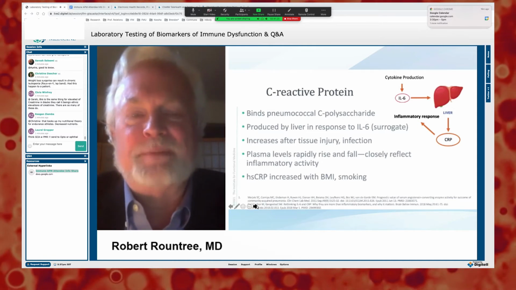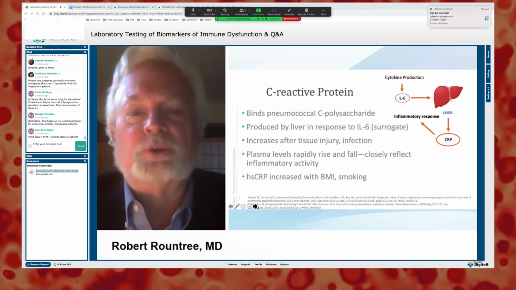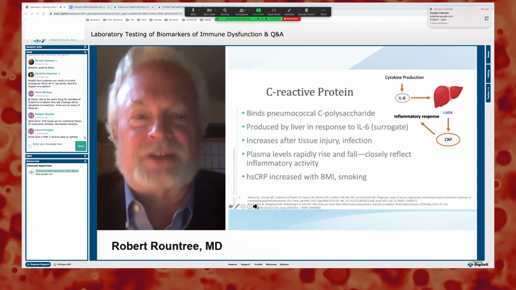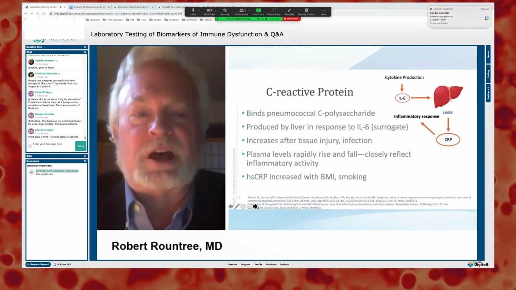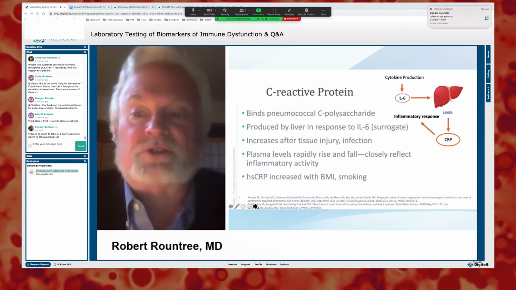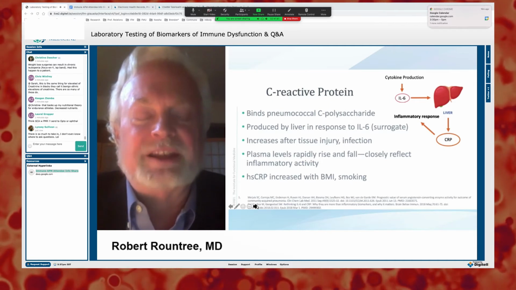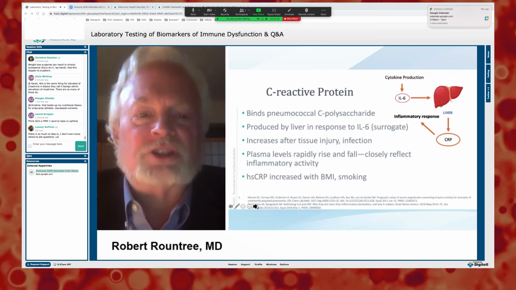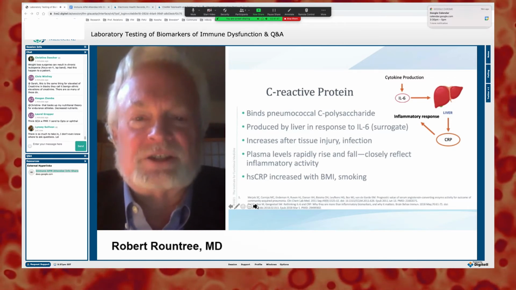Where did the name come from? It binds to C polysaccharide, which is made by pneumococcal pneumonia. So that's kind of the classic scenario where CRP is up. A person with pneumococcal pneumonia, their CRP can go up into the thousands, can go super high in a short period of time. And as I've already mentioned, it's a surrogate marker for interleukin-6.